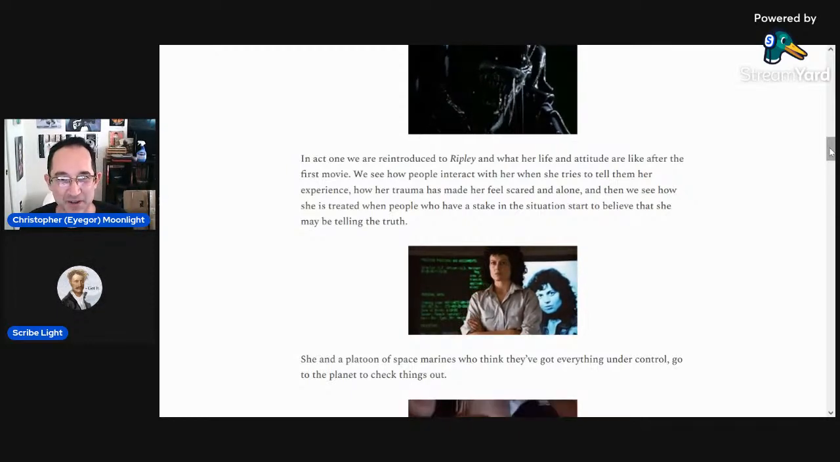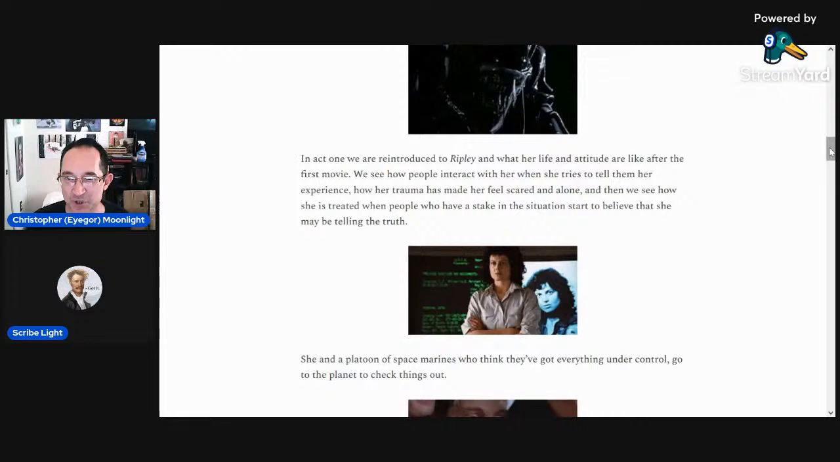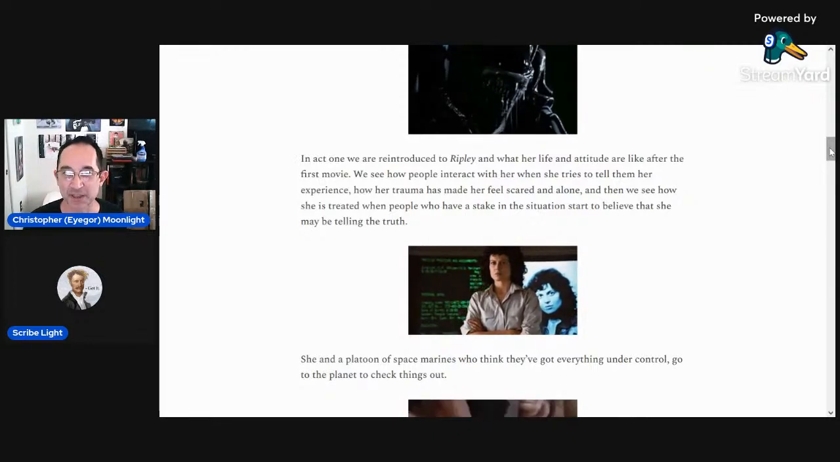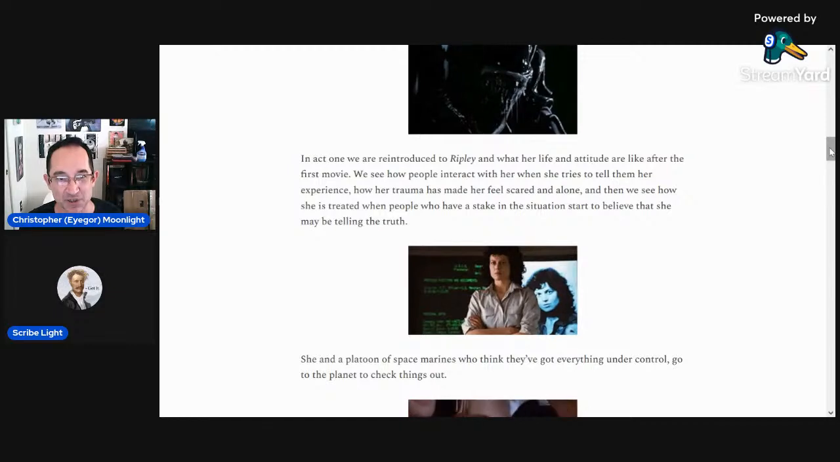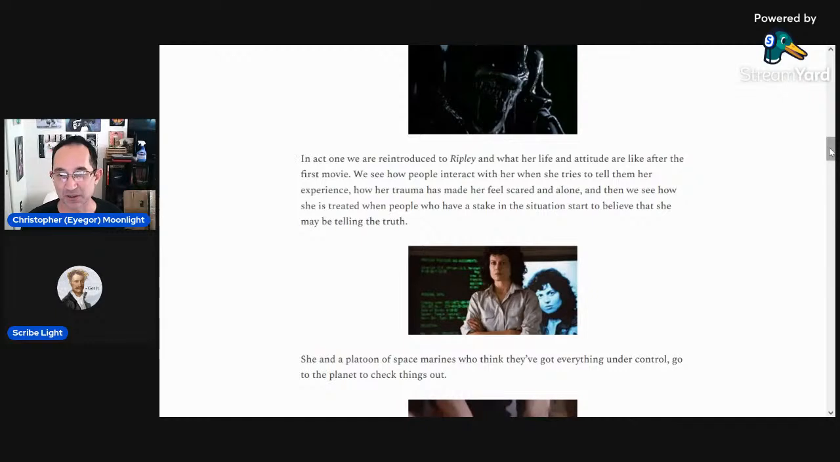Okay, so anyway, we see how people interact with her when she tries to tell her experience, how her traumas made her feel scared and alone. And then we see how she is treated when people who have a stake in the situation start to believe that she may be telling the truth.